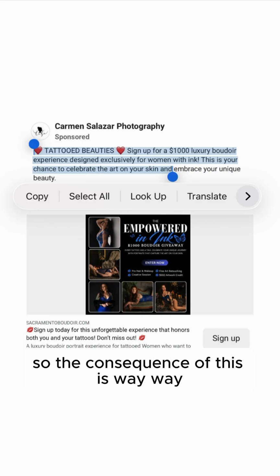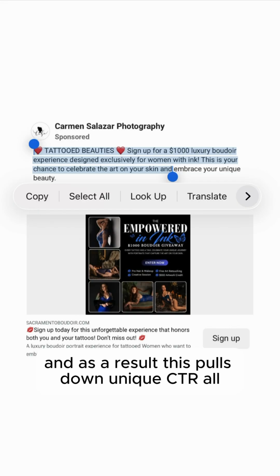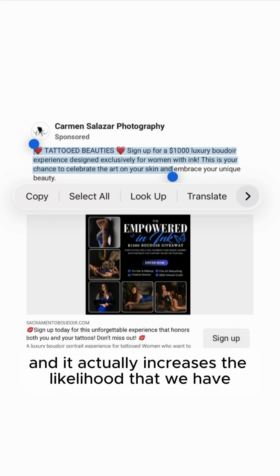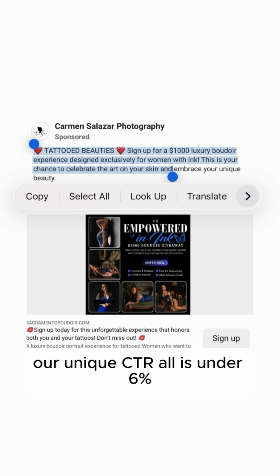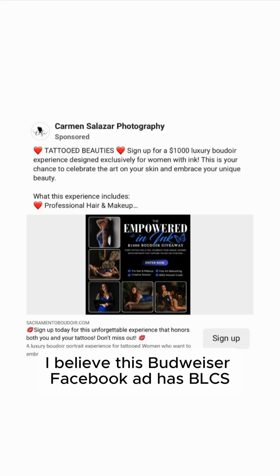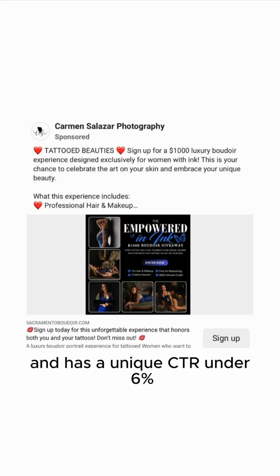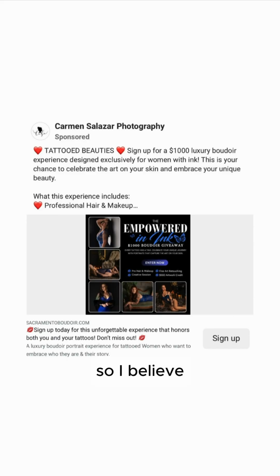So the consequence of this is way more women that scroll by our Boudoir Facebook ad than necessary. And as a result, this pulls down unique CTR, and it actually increases the likelihood that we have BLCS and increase the likelihood our unique CTR is under 6%. So if you're looking at this, diagnosis is yes, I believe this Boudoir Facebook ad has BLCS, aka Boudoir low click syndrome, and has a unique CTR under 6%. So approximately half its ad spend is being wasted. So I believe approximately half its ad spend is being wasted every single month.